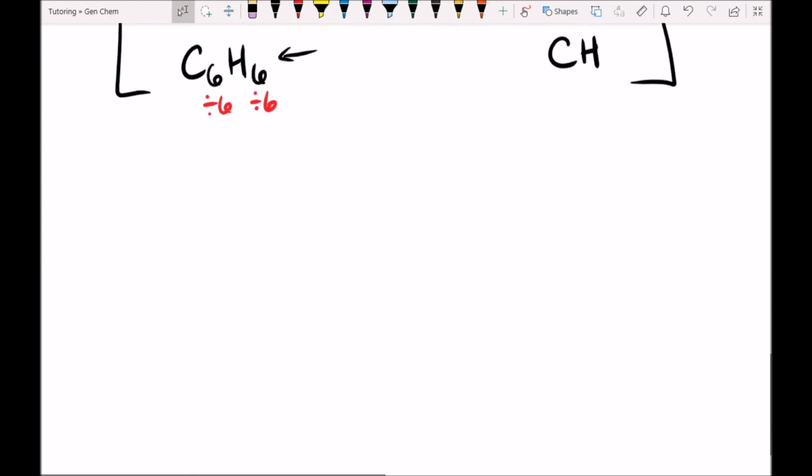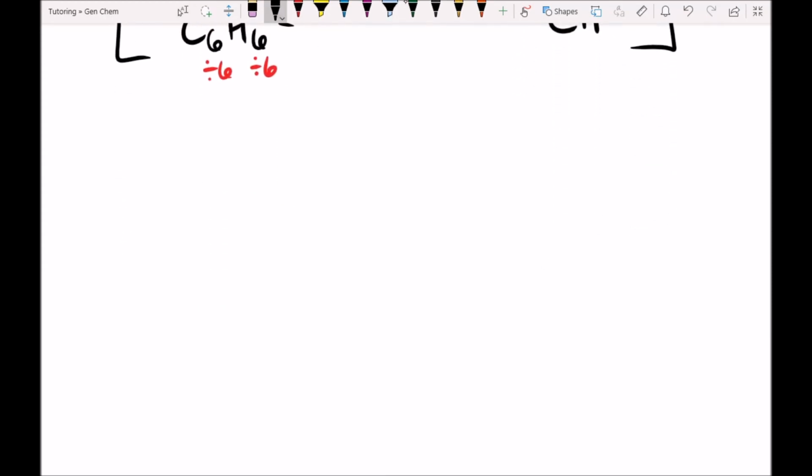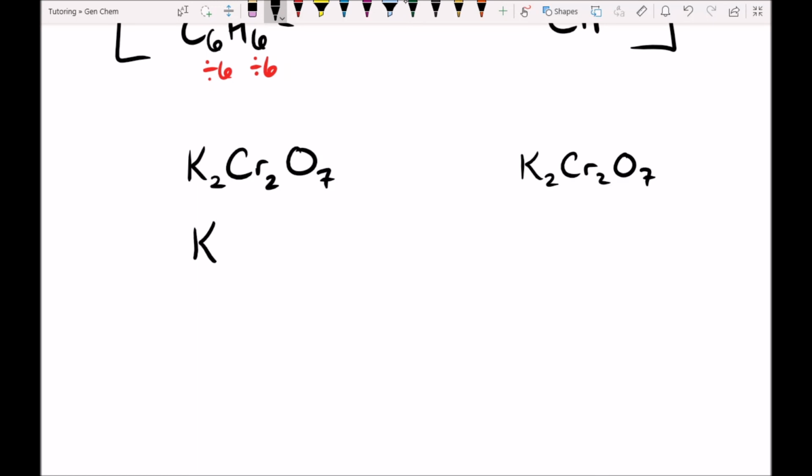So let's look at some more tricky examples. We have potassium dichromate, K2Cr2O7. There is no common factor larger than 1 that will divide evenly into all of these subscripts, so the empirical formula is the same as the molecular formula. Let's compare that to potassium dithionate, K2S2O4. Here we know that the greatest common factor is 2. So our empirical formula is KSO2.